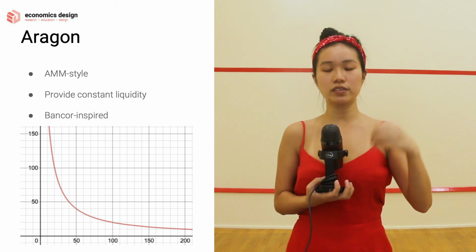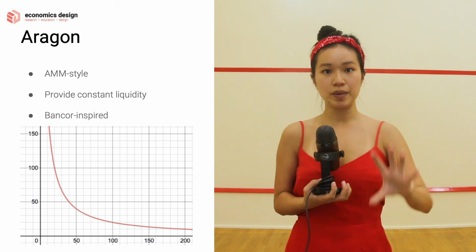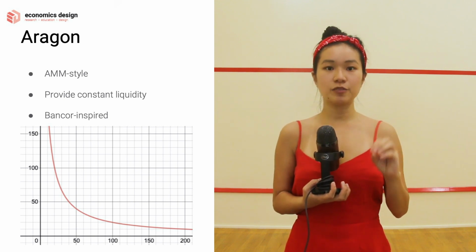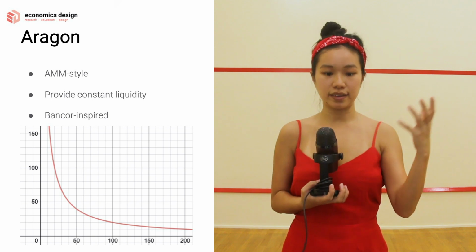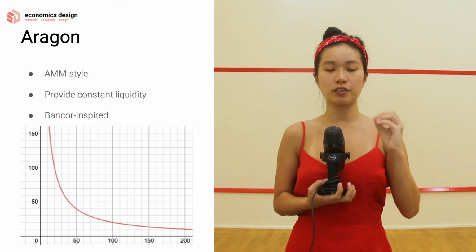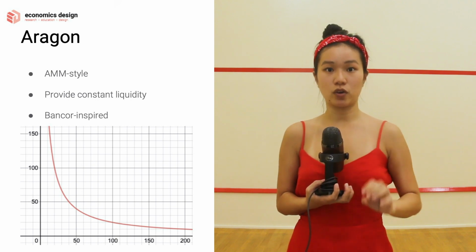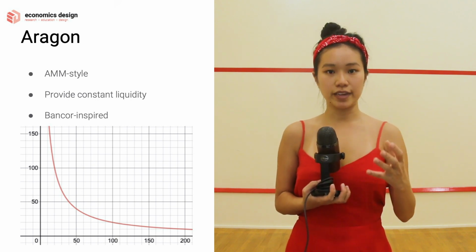So it's always providing liquidity into the system. People can just exchange tokens anytime they want. And it's inspired by Bancor. That's why I say it's autonomous market maker style, because the formulas they use with the reserve ratio is the same one that Bancor has created. So that's the Aragon style.